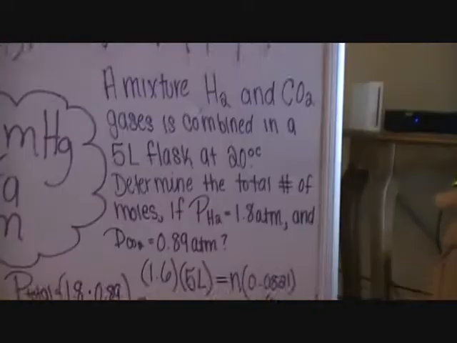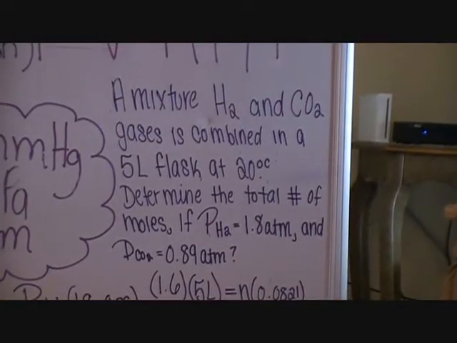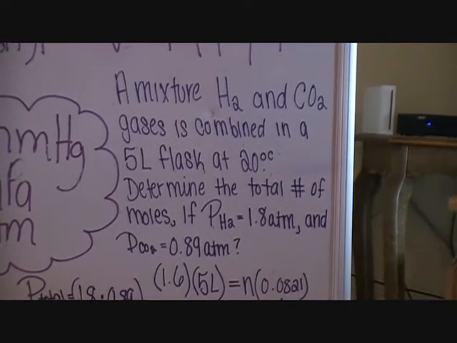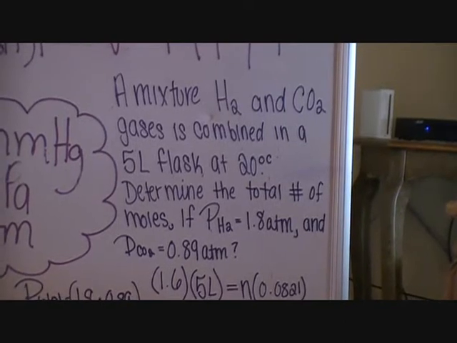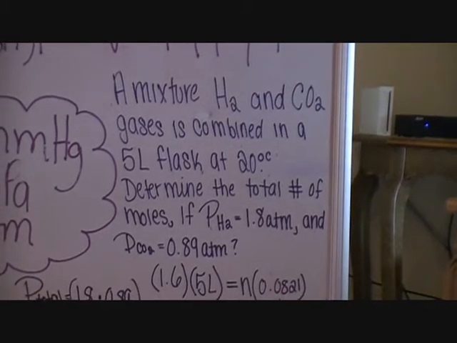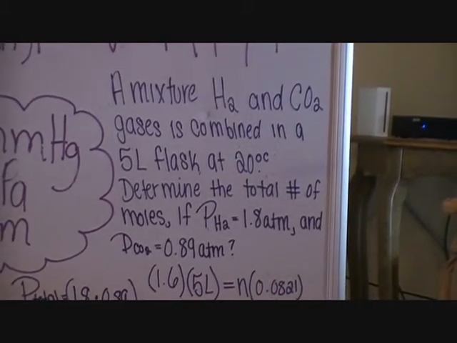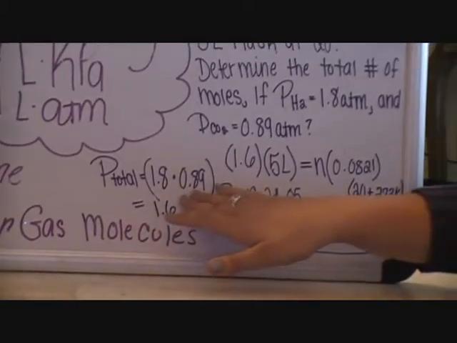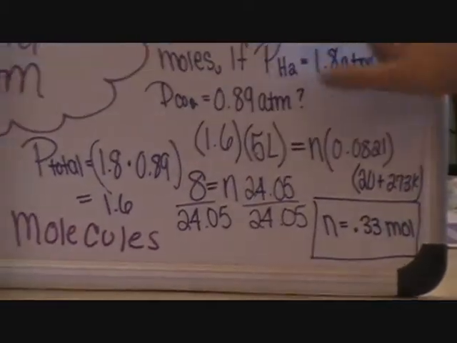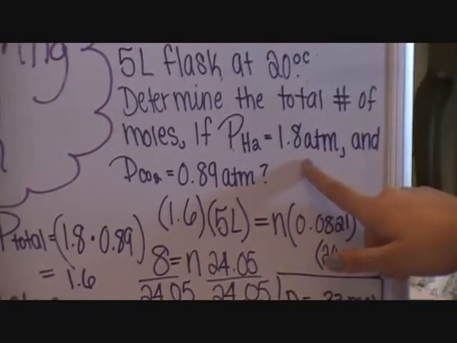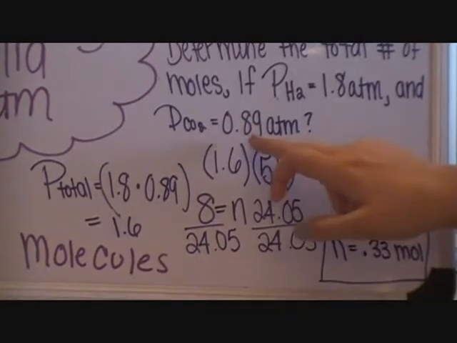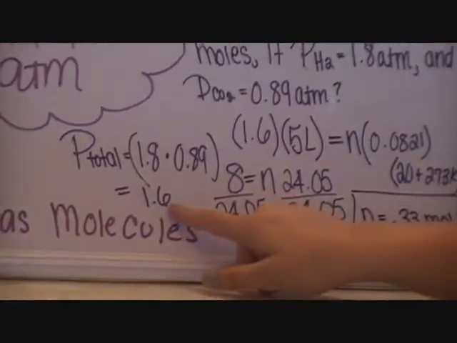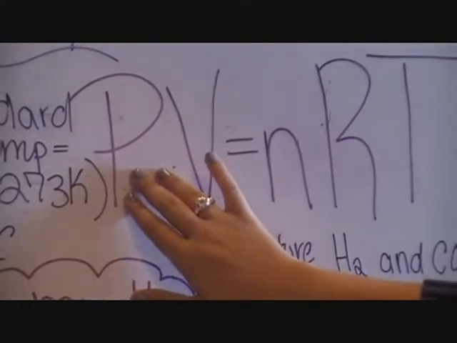So our problem says a mixture of H2 and CO2 gases is combined in a 5-liter flask at 20 degrees Celsius. Determine the total number of moles if pH2 equals 1.8 atm and pCO2 equals 0.89 atm. So how you're going to plug this into your equation is you first have to find the total pressure. You take the pressure of your H2, which is 1.8 atm, and the pressure of CO2, which is 0.89, you add those together, and you get 1.6. So you're looking for your final pressure for the P.